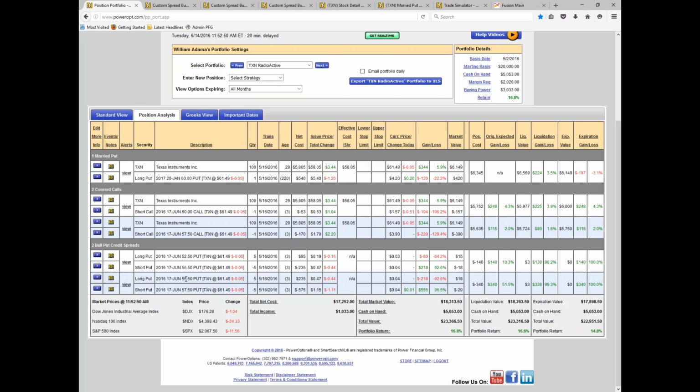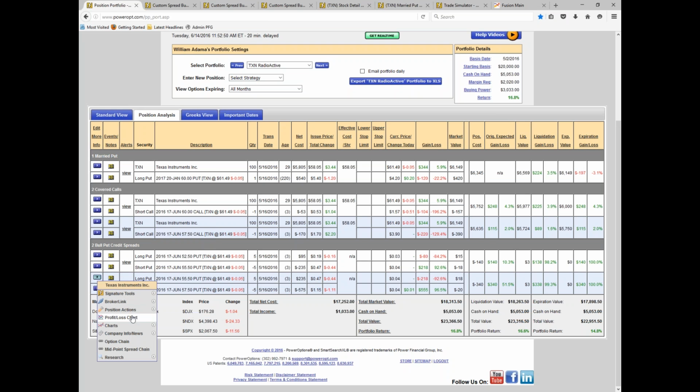Here's a bull put credit spread, same date that we would have opened the married put. And with a stock at 58.05, most of you might not open a bull put on a stock like this, but with Texas Instruments at 58.05, we could have sold the June 17th, this week's 57.5 put for $1.15 and bought the 55.50 put. It should have been 55, I apologize, but that's okay. The 55.50 put for 47 cents.